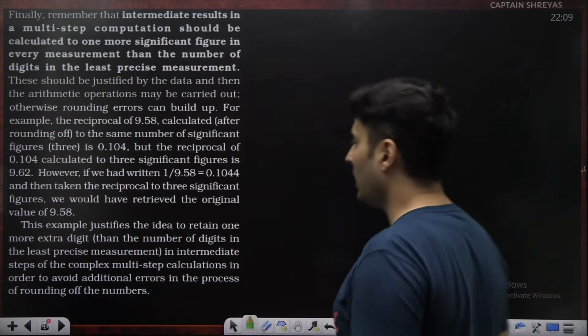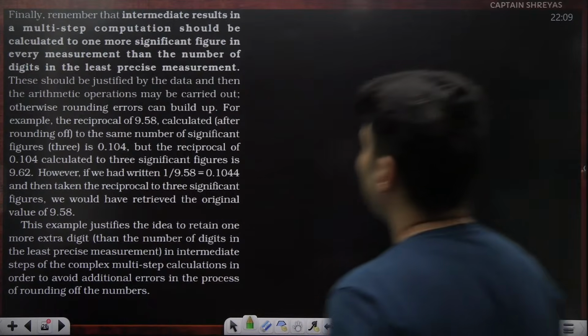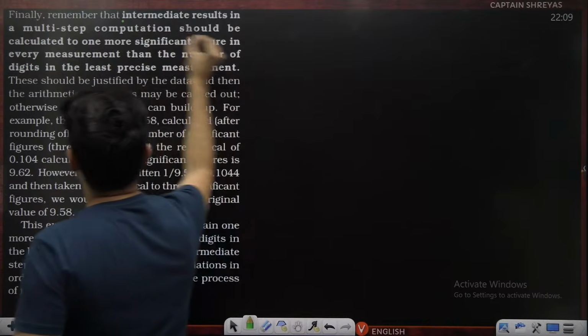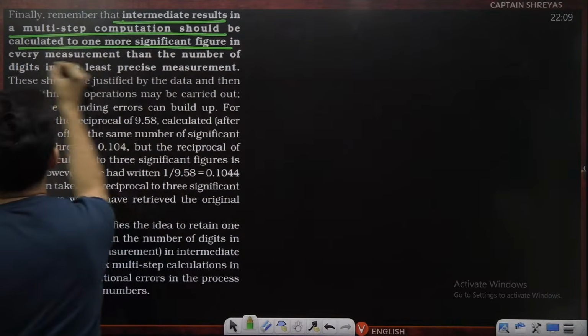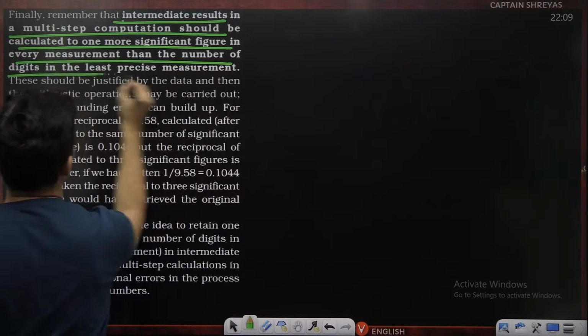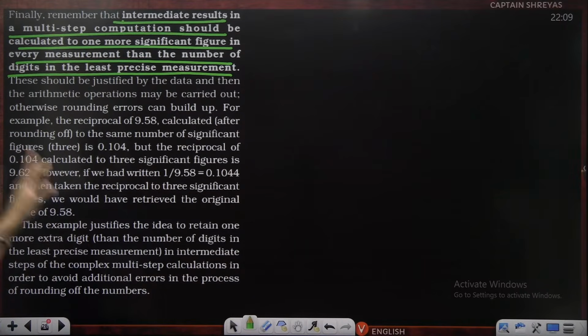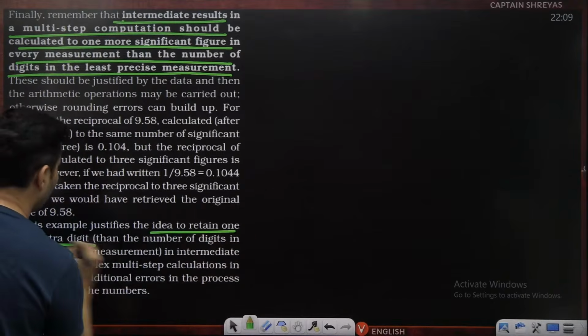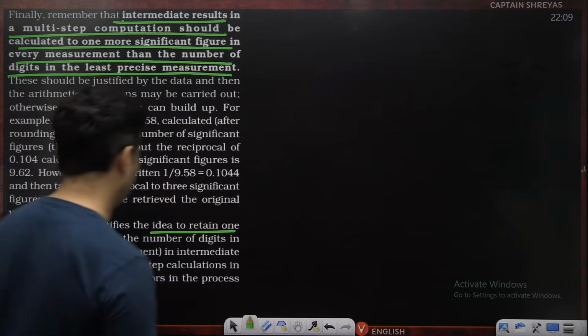Is that absolutely clear? Everyone? Okay. Now, talking about this particular paragraph, where intermediate results in a multi-step problem should be calculated to more significant figures than the number of digits in the least precise measurement, and the rounding of errors can build up. However, this example justifies retaining one more extra digit than the number of digits in the intermediate steps of a complex multi-step calculation to avoid additional errors.